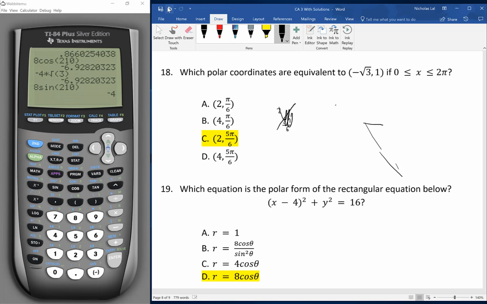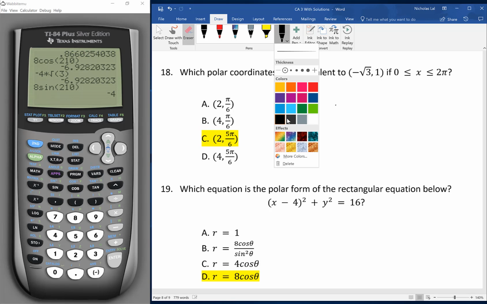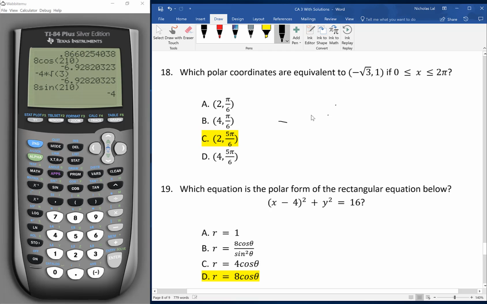Sorry about that. My pen glitched a little bit. That would look like 5 pi over 6. This would have a length of 2. Find the coordinates of this point.